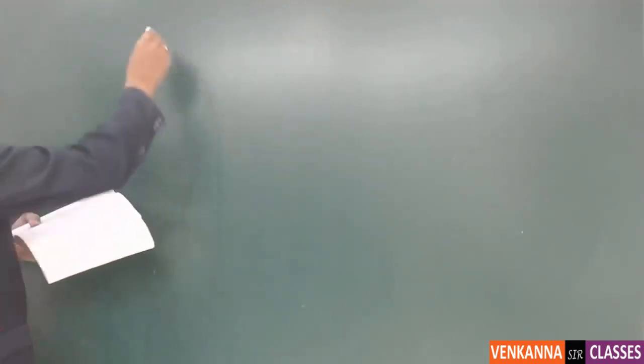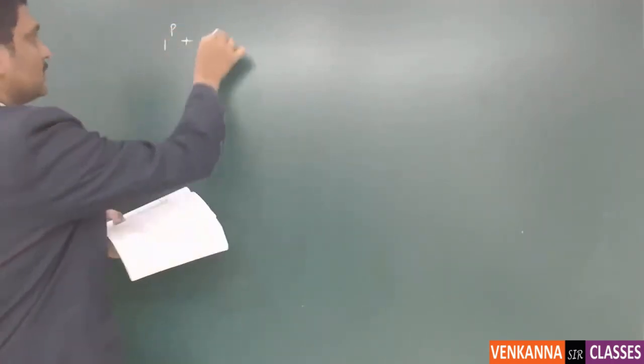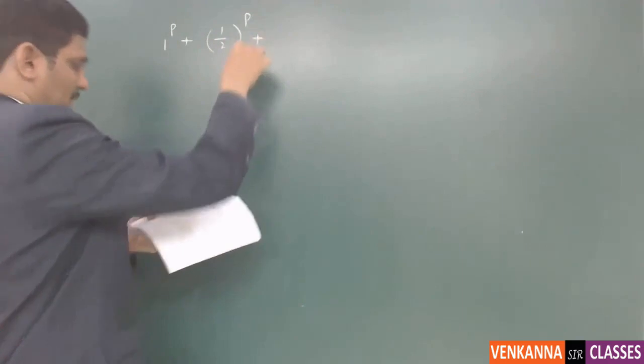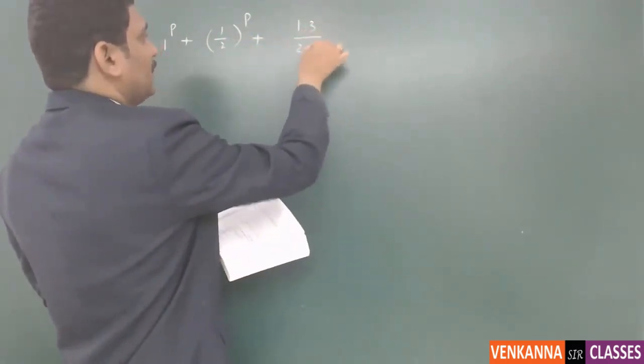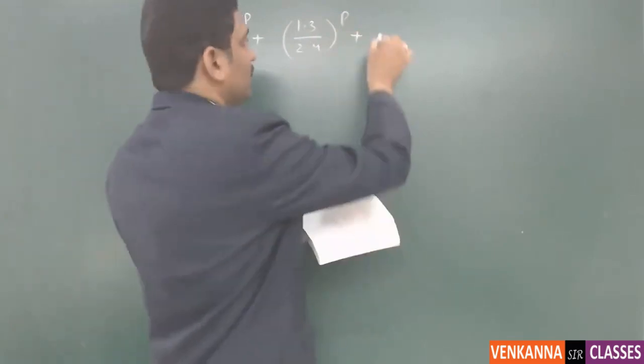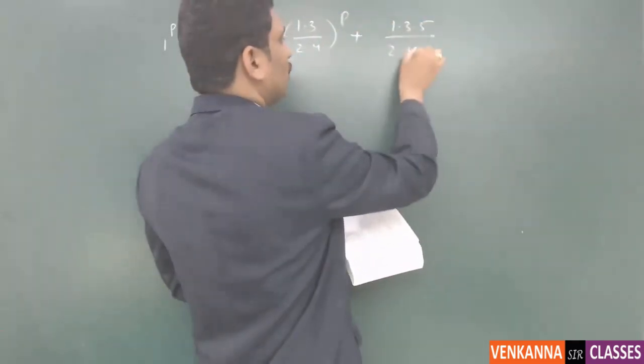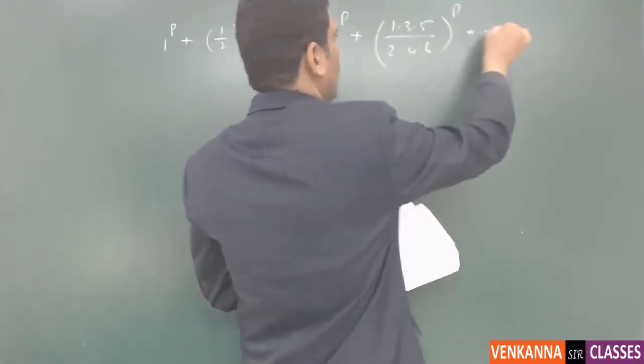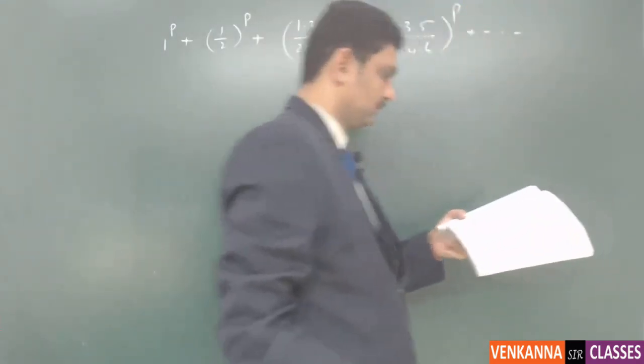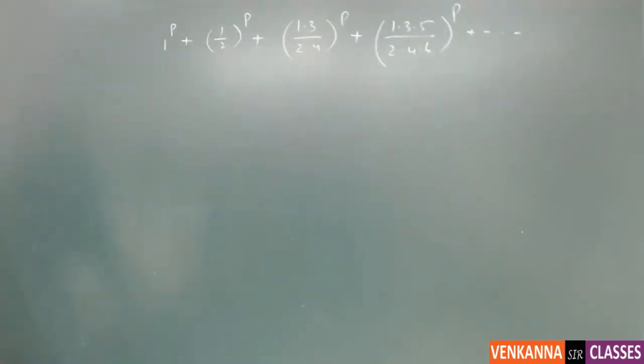So please take a note of the problem that one power p plus (1 by 2) whole power p plus (1 into 3 by 2 into 4) whole power p plus (1 into 3 into 5 by 2 into 4 into 6) whole power p plus so on. Is it visible the top? Fine.